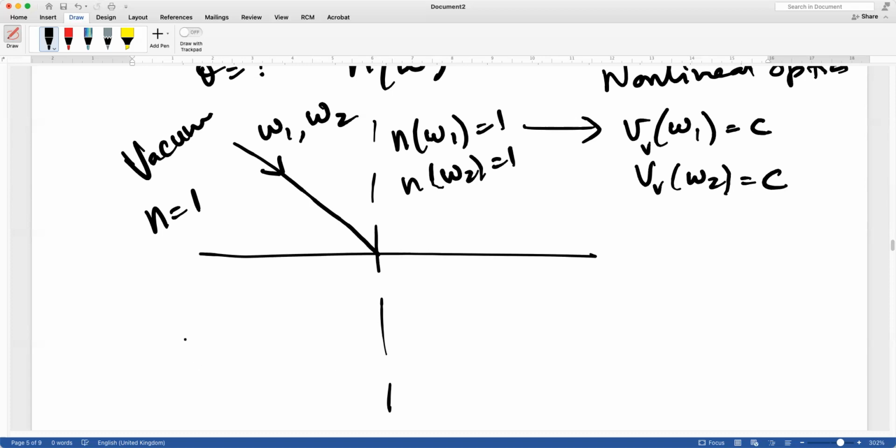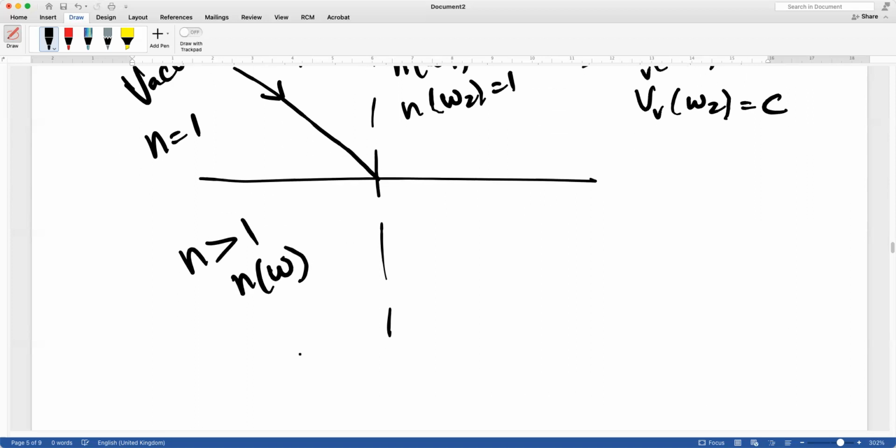But let's say this is a medium where n is greater than 1. That means it is not a vacuum. Then we also need to include that n is a function of omega. That means n of omega 1 will be different from n of omega 2. Do you understand that?